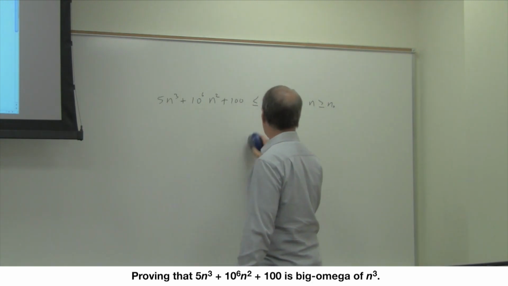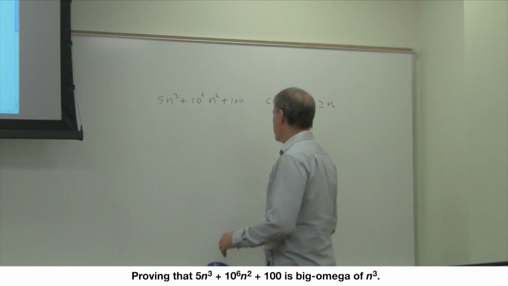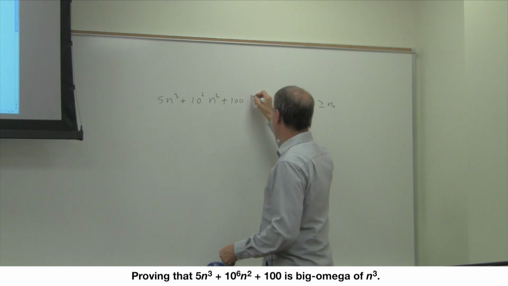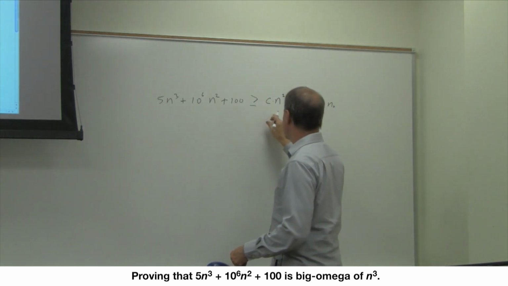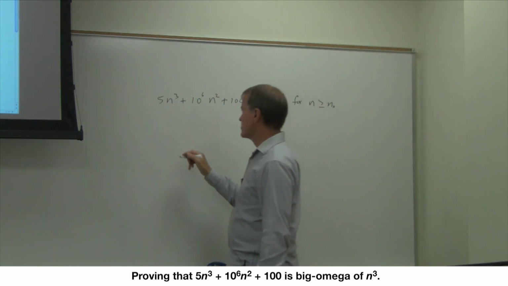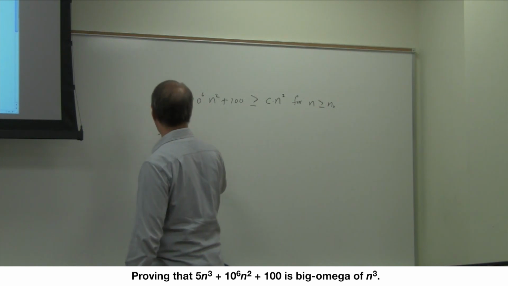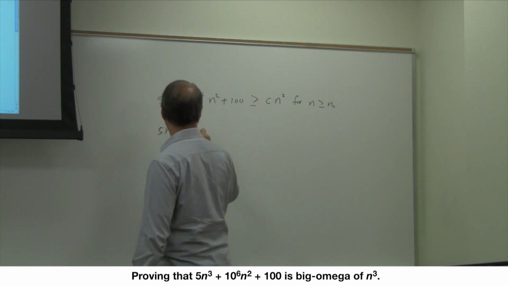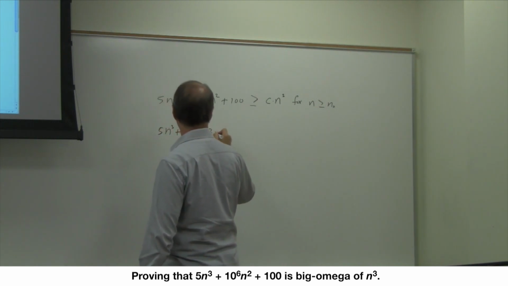So now how do we do the big omega? To do the big omega, we have to show that this is greater than or equal to c n cubed. So now this is harder, right? Because we start with 5n cubed. Oh no, this isn't harder. Plus 10 to the 6th n squared plus 100.